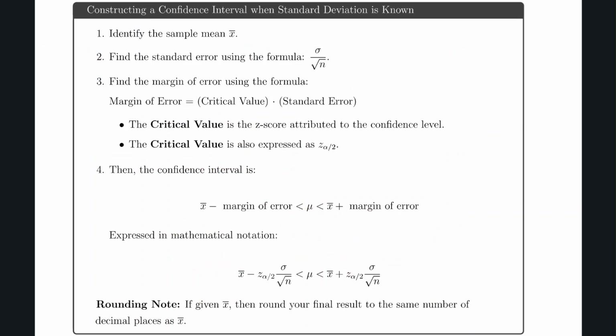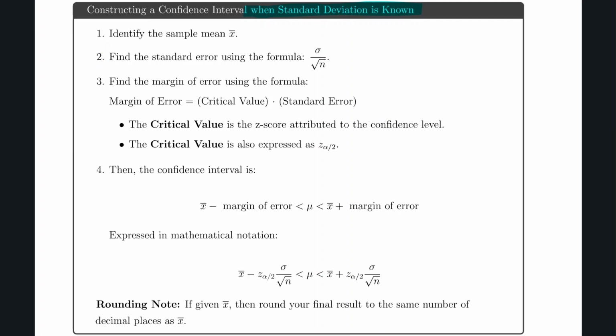Now next I have the steps outlined to constructing a confidence interval. Specifically keep in mind these instructions are when the standard deviation is known. In an upcoming lesson, we're going to talk about constructing the confidence interval when the standard deviation is not known. So realize there's a different process whether the standard deviation is known or not known. Step 1 says identify the sample mean, our x bar.